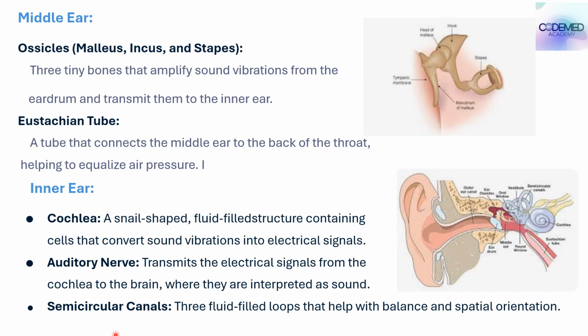And then the auditory nerve, which transmits the electrical signal from the cochlea to the brain, where it is interpreted as sound. And then we have the three semicircular canals, three fluid-filled loops that help with balance and spatial orientation. So these are the important parts of the ear, and one must know them well, because they ask in the anatomy section.